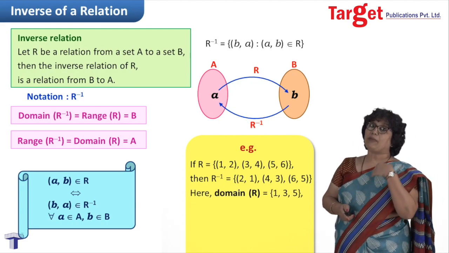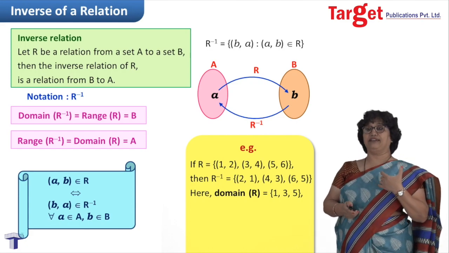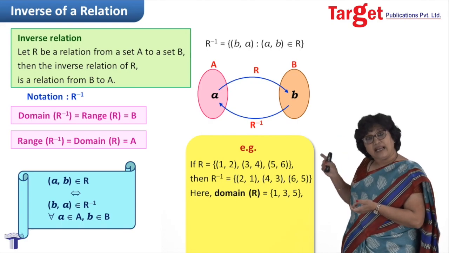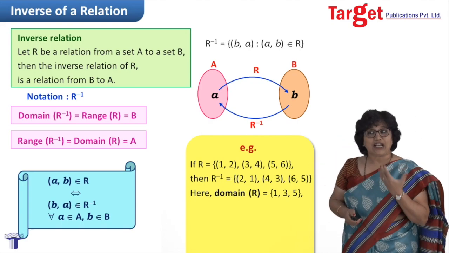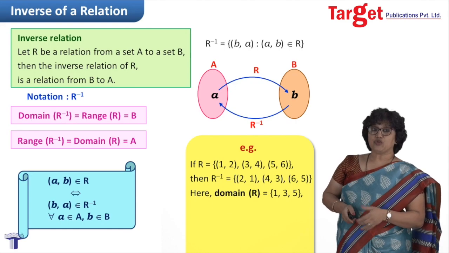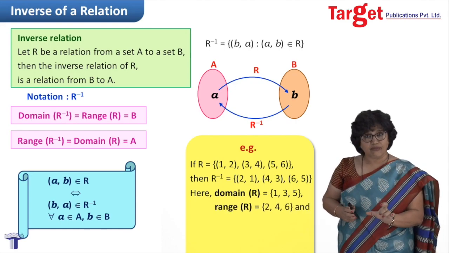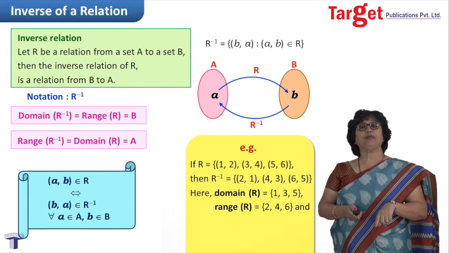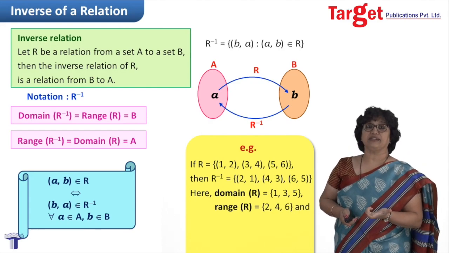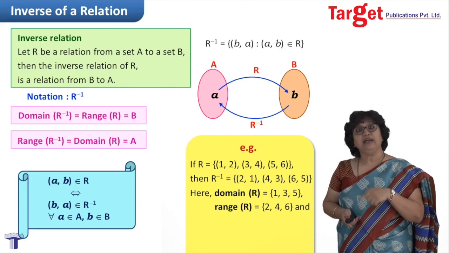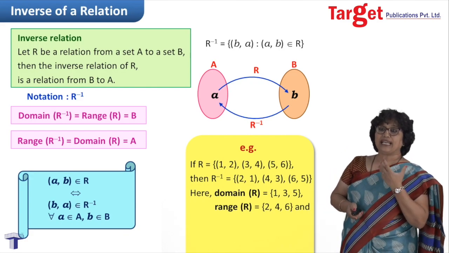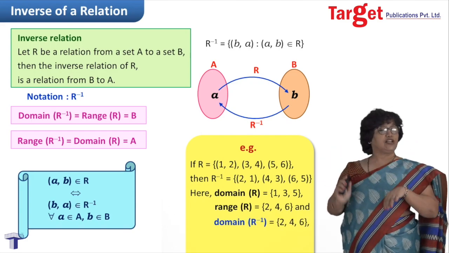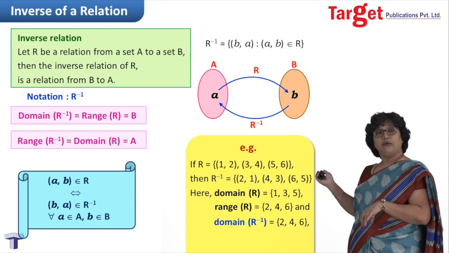Now mind you please, this will become the range of R inverse. And the range of R must be the set containing the second elements of all ordered pairs. So that should be nothing but 2, 4, 6. So we make a set, and that works as the range of R. Now mind you please, what is the domain of R is going to be the range of R inverse. And what is the range of R? That is going to be the domain of R inverse. So we realize the domain of R inverse is nothing but the set containing 2, 4, 6, and the range of R inverse is nothing but the set containing 1, 3, 5.